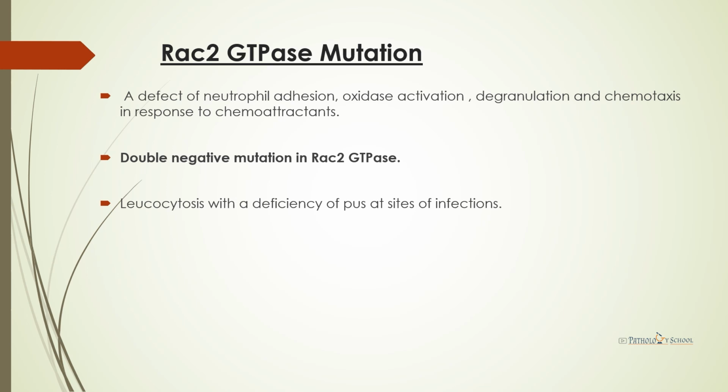There are also some very rare diseases that are described. There is RAC2-GTPase mutation, a defect of neutrophil adhesion, oxidase activation, degranulation, and chemotaxis in response to chemoattractants. The differentiating feature is that it has a dominant negative mutation in the RAC2-GTPase enzyme. There is leukocytosis with a deficiency of pus at sites of infection, unlike the earlier diseases we have seen, where there was no pus formation.